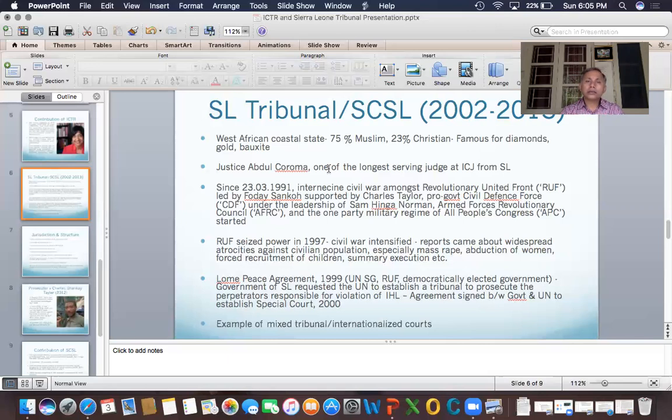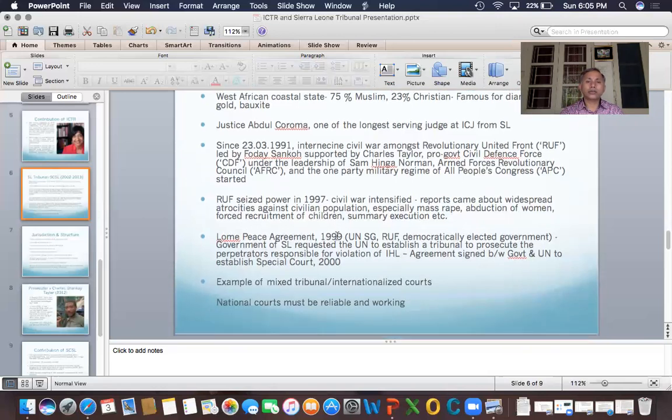If you look at this Special Court of Sierra Leone, it is an example of a mixed tribunal. Mixed tribunal in the sense that the United Nations had a role in composing this tribunal, and Sierra Leone, where this tribunal was established, also had a role in the composition of the tribunal. And the subject matter was not the Sierra Leone penal code, but a different kind of international criminal law, which included genocide and crimes against humanity. So it was a kind of internationalized court.